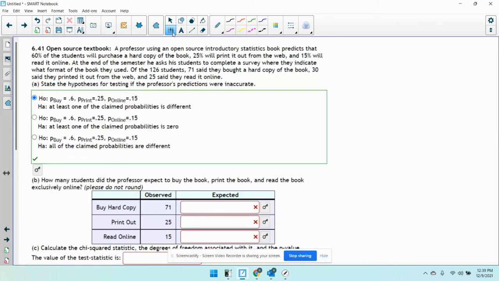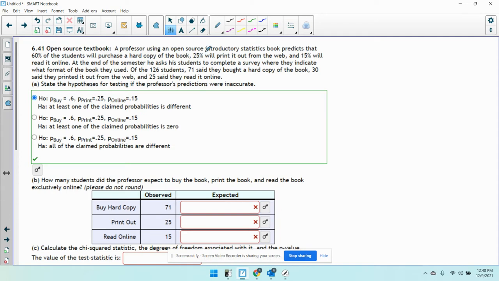All right. A professor using an open source introductory statistics book predicts that 60% of the students will purchase a hard copy, 25% will print it out, and 15% will read it online. At the end of the semester, he asked students to complete a survey where they indicate what format of the books they used. Of the 126, 71 said they bought a hard copy, 30 said they printed it out from the web, 25% said they read it online.